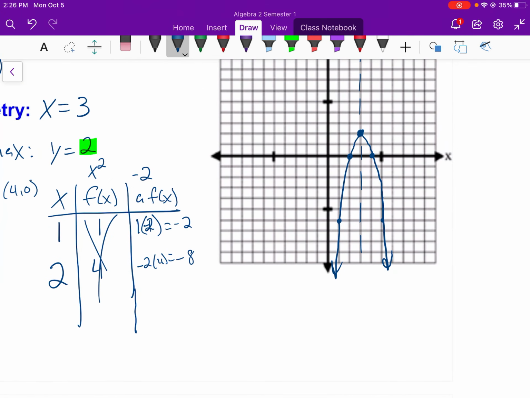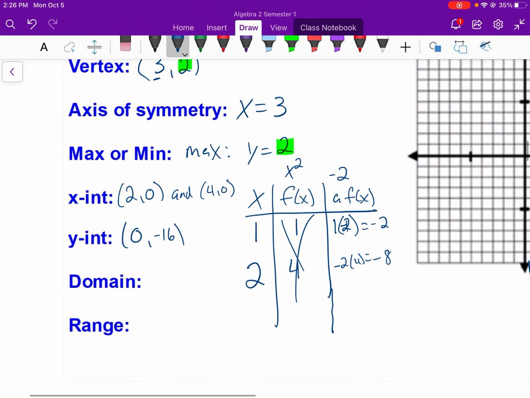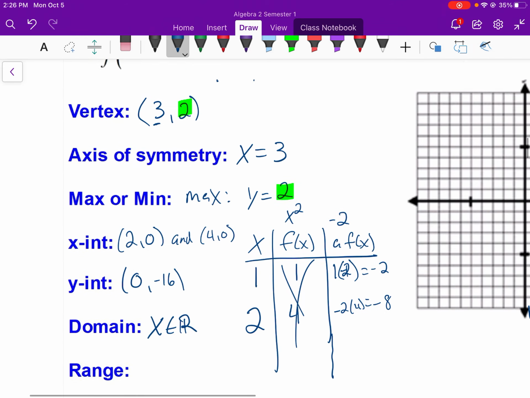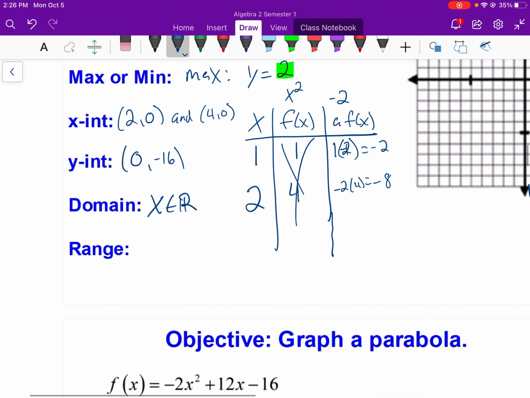Now, domain again, now that we have the graph plotted and everything, we can look at the graph and notice how far left and right we're going. In this case, it's not going to stop going left or right ever. So again, our domain here is going to be x is an element of all reals. There's no x value we cannot plug in and get something back.